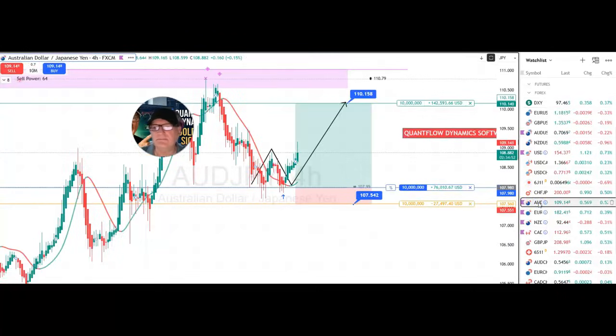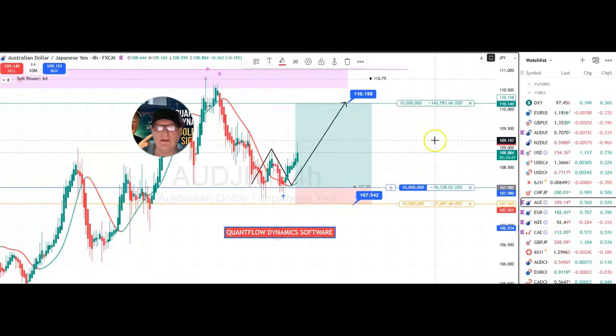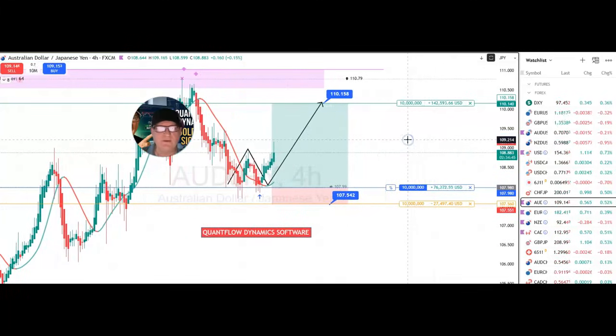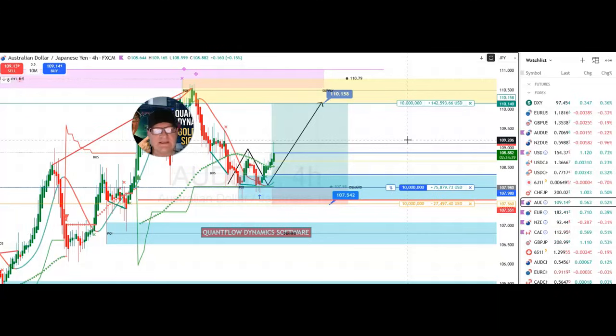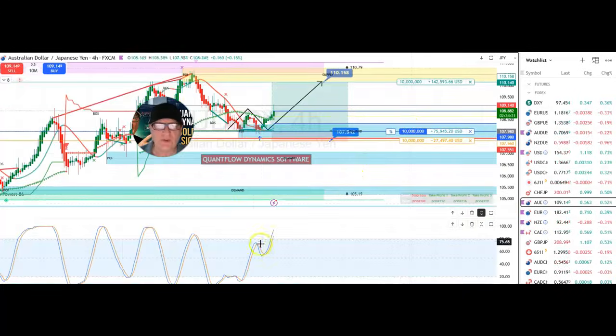Aussie yen, beautiful. This is the QUANTFLOW dynamics software. If you have it, then great. Just waiting for it to catch up. There we go. So this is the QUANTFLOW. It tells you when there's demand. It tells you when there's strong demand. It tells you when to buy. And you just go with the price cycle.